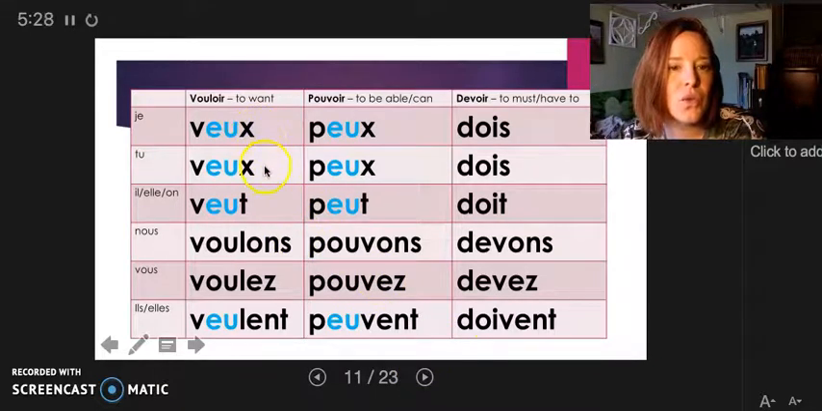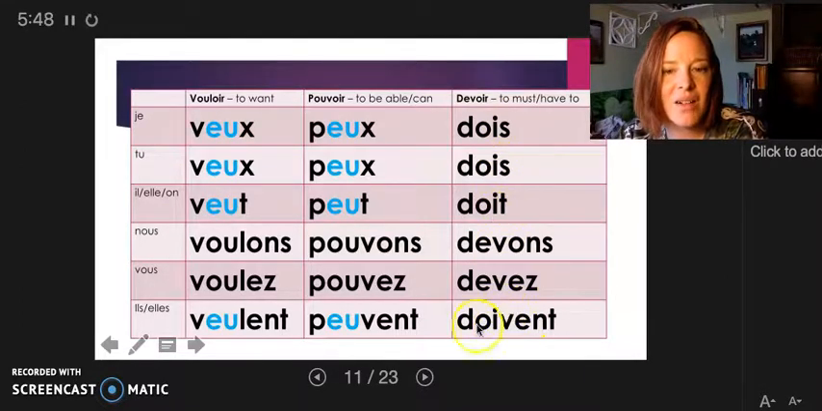Je veux, tu veux, il veut, ils veulent. Notice, we need that sound of the L to notice the difference in sound here. Je peux, tu peux, il peut, ils peuvent. Je dois, tu dois, il doit, ils doivent.